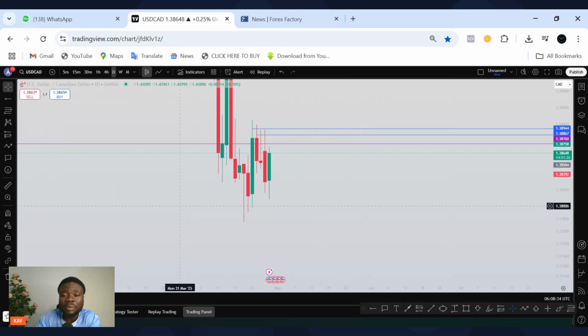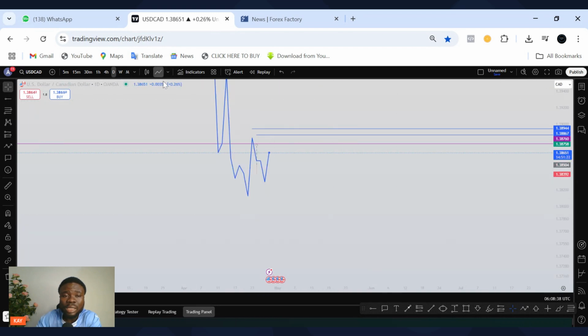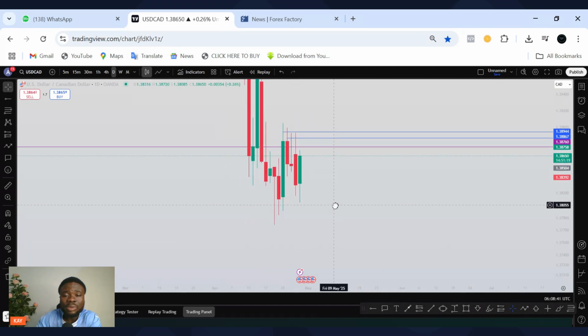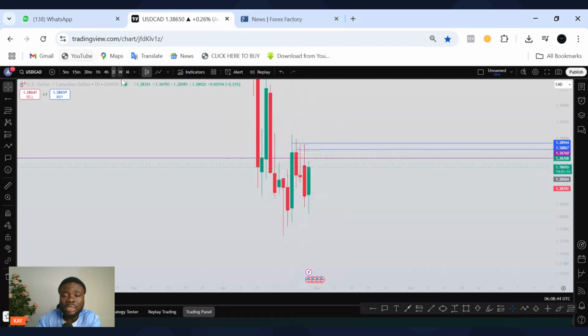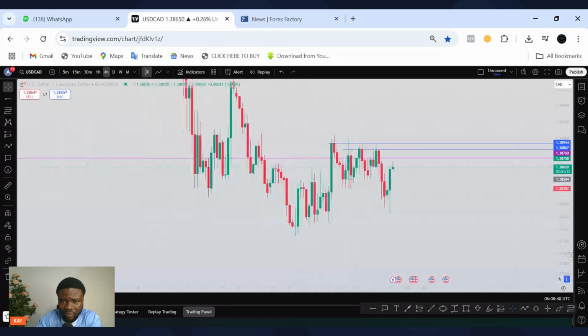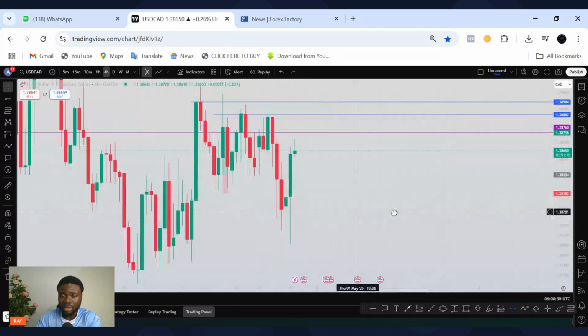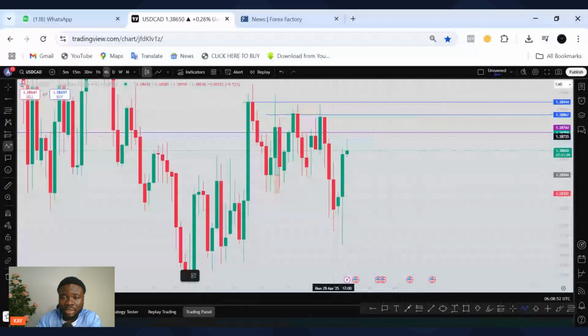Looking at the daily time frame, at this point it is an uptrend. If you change it to a line chart, you see it very clearly. The daily time frame is an uptrend with a lot of reaction levels, a lot of key levels. Looking at the H4 time frame, it is clearly a downtrend. Price has broken out from this consolidation zone.